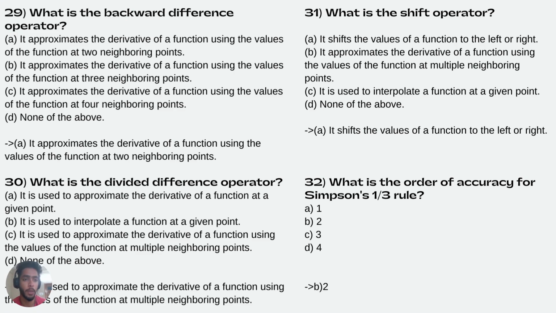Let's move on. What is the backward difference operator? Again, the backward difference operator is used to estimate the values of a function when we have two different sets of values given. And it is used in going from last to the start, as I've mentioned in the previous video. Option A clearly explains all of that. It is mentioned that it approximates the derivative of a function using the value of the function at two neighboring points, exactly similar to the last question. Moving on to the next question. What is the divided difference operator?